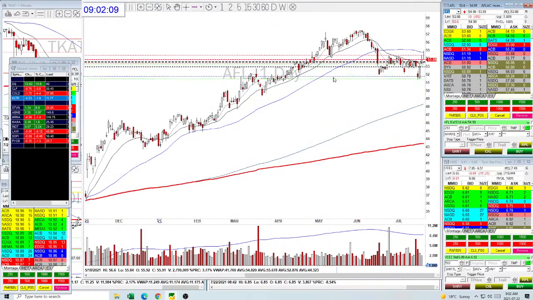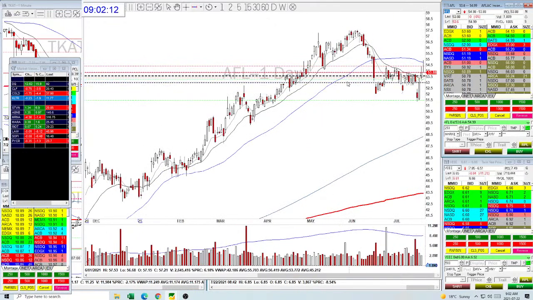AFL, same, no volume, but it looks good for breaking out over 54.50. If it holds that level, you can definitely go long.